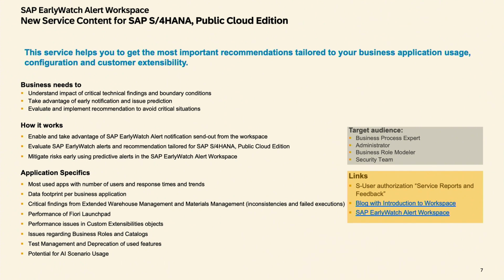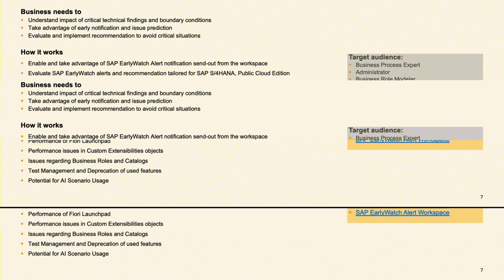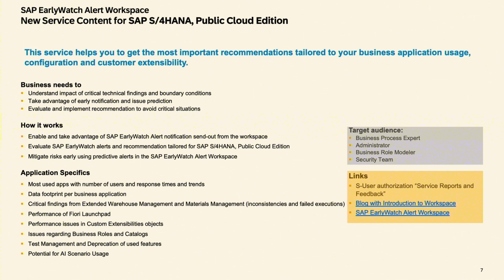We look at business roles and catalogs, test management, and we show you which embedded AI scenarios are available in your system. And we filter those scenarios by the application areas which are in use. So we see the usage of the transactions in your systems, and then we know, okay, you are maybe using FI, finance applications, and then we recommend the embedded AI functionality of FI.